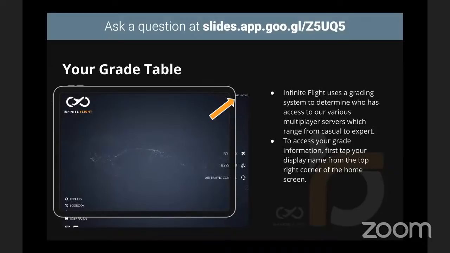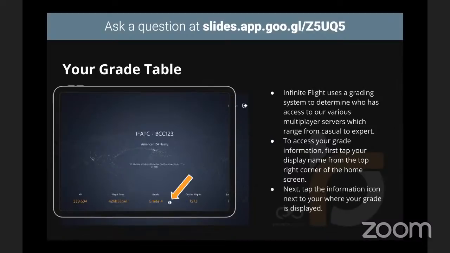Some questions that our support team field often are related to user grades. Infinite Flight uses a grading system to determine who has access to our various multiplayer online servers, which range from casual to expert. To access your grade information, first, tap your display name from the top right corner of the screen.